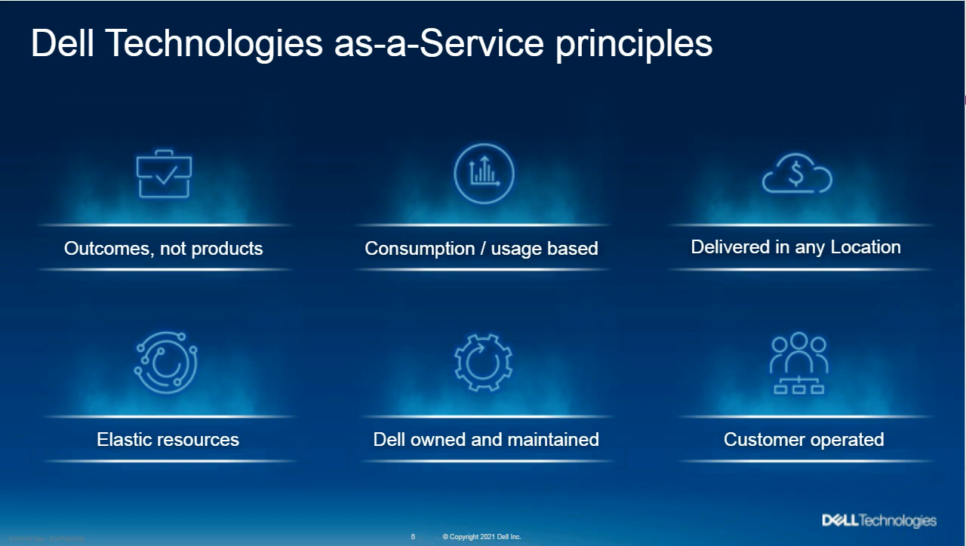We can deliver this infrastructure as a service in any location. Perhaps you want this infrastructure sitting in your data center. Maybe you want it delivered to a co-location or somewhere else, a satellite or a remote office. We can do all of that with Apex as a service. The resources are all elastic. Again, scale up, scale down. You need more capacity or more performance? You have the elasticity available within the Apex offering. All of the infrastructure is owned and maintained by Dell Technologies, but the customer, you, operate the infrastructure. So again, a very cloud-like experience, what you might be familiar with if you're using one of the big public hyperscalers today. That's exactly what this would feel like when you're using Apex as a service.